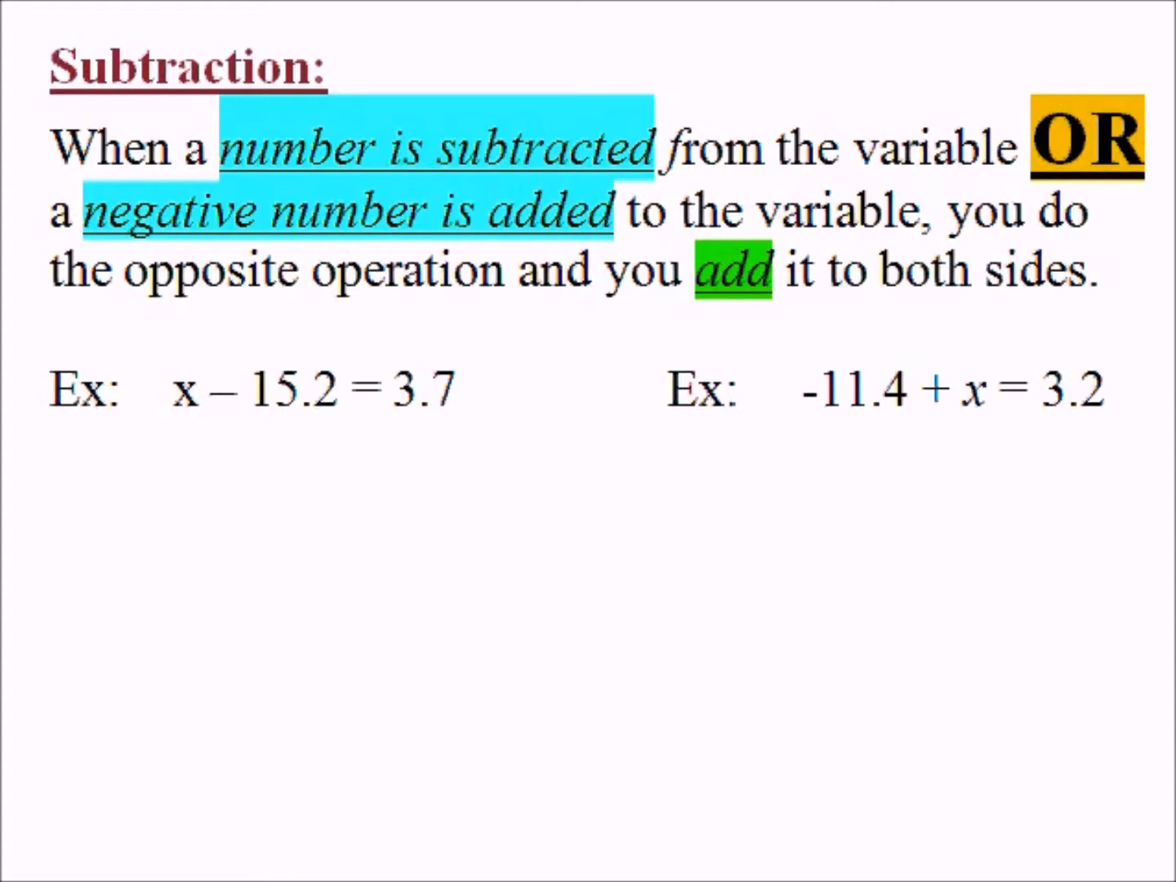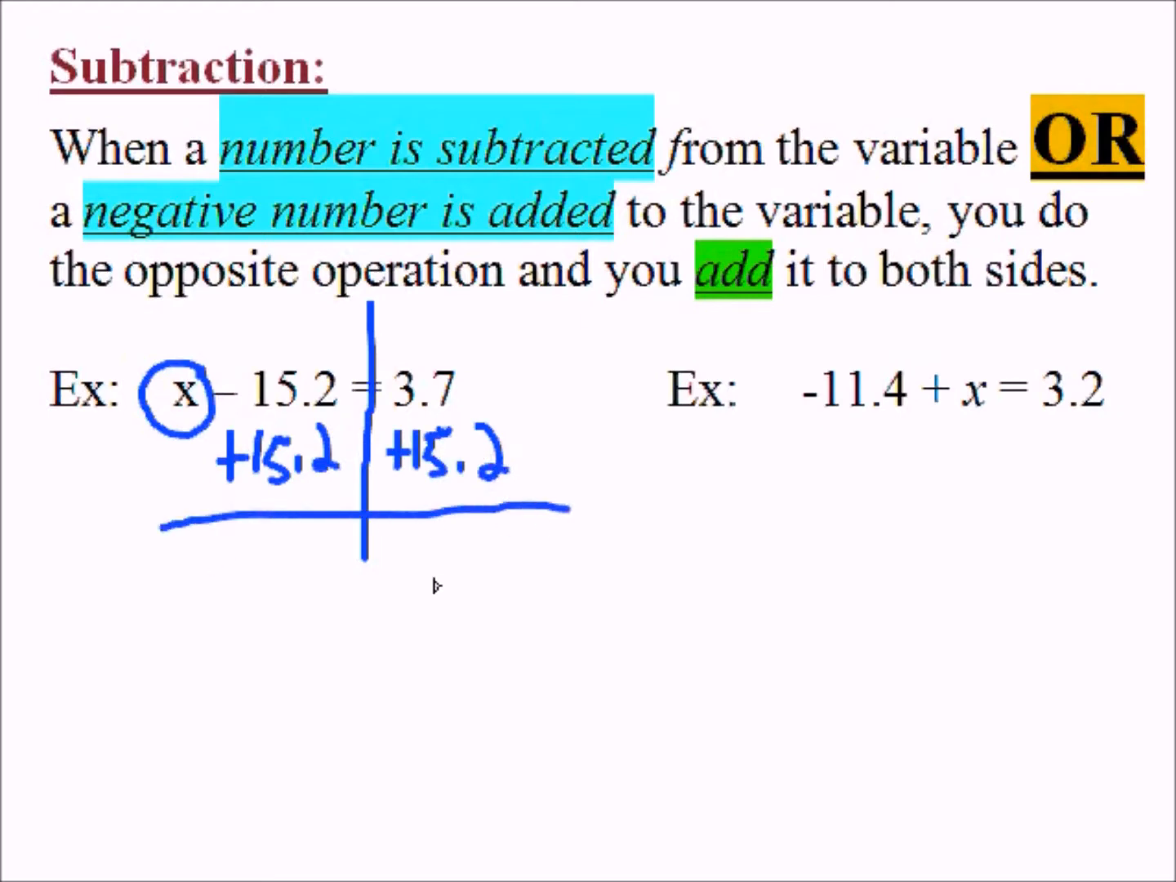The first example is probably a little bit more straightforward. Suppose we have x minus 15.2 equals 3.7. Notice, negative 15.2, it's x minus 15.2. We're trying to get x by itself. To do this, we're going to add 15.2 to both sides.